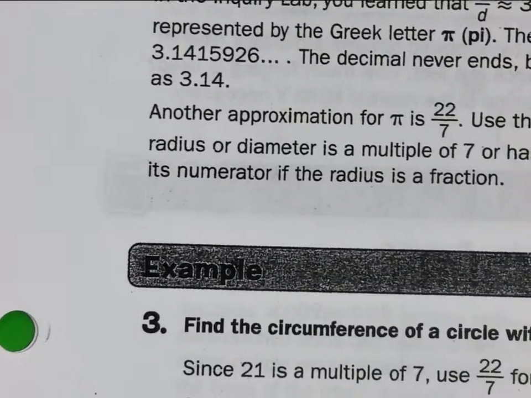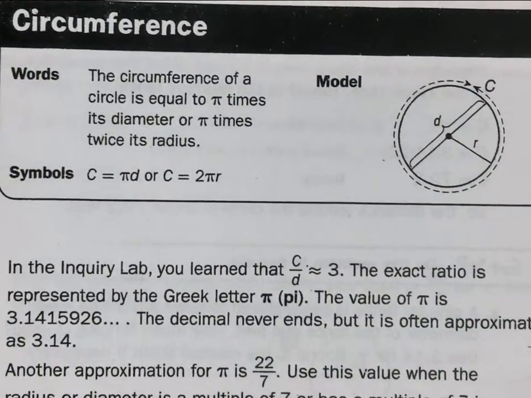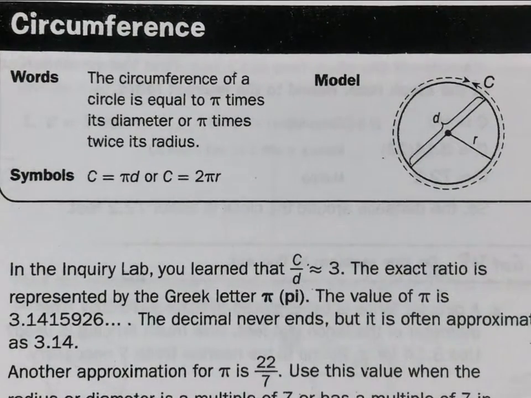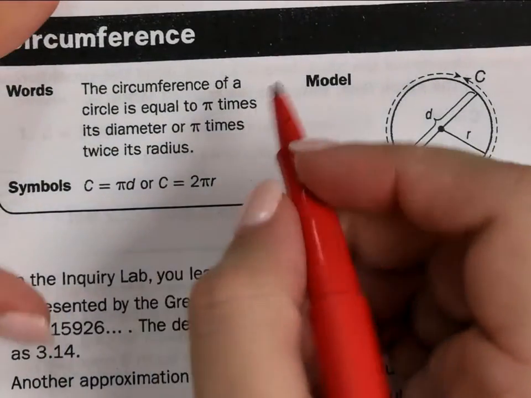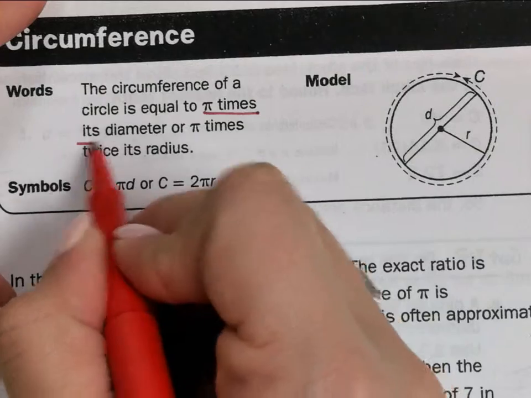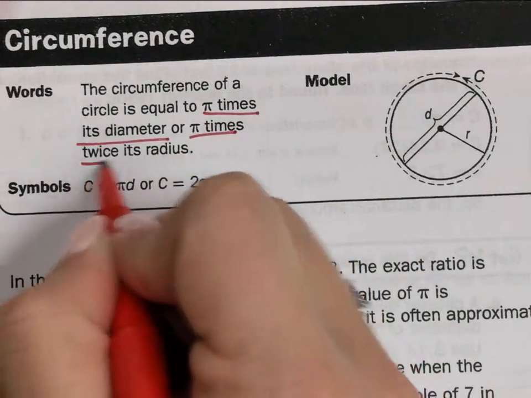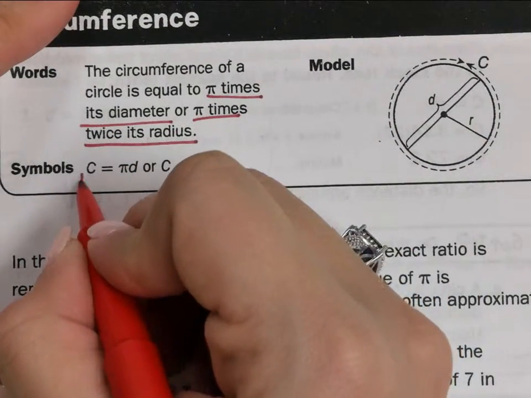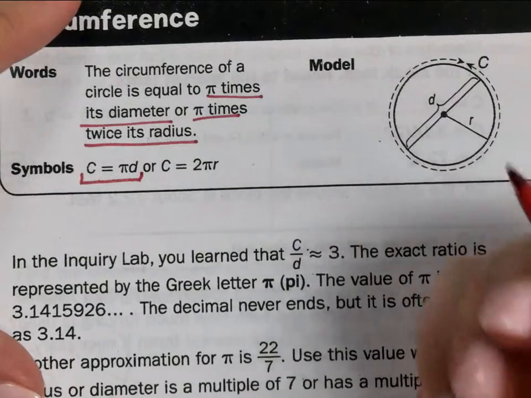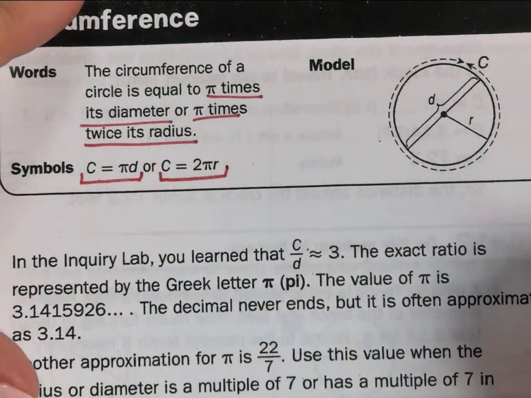All right, flip over and let's learn about the circumference. Like we said earlier, the circumference is the distance around that whole circle. We find that by multiplying pi times its diameter, or you can multiply pi times twice its radius. So here are my 2 formulas. Circumference equals pi times d, or circumference equals 2 pi r.